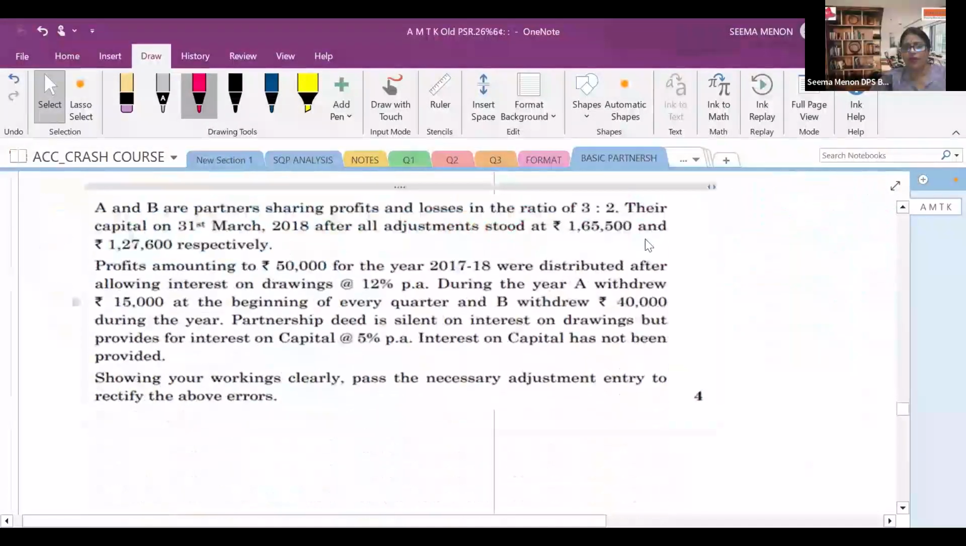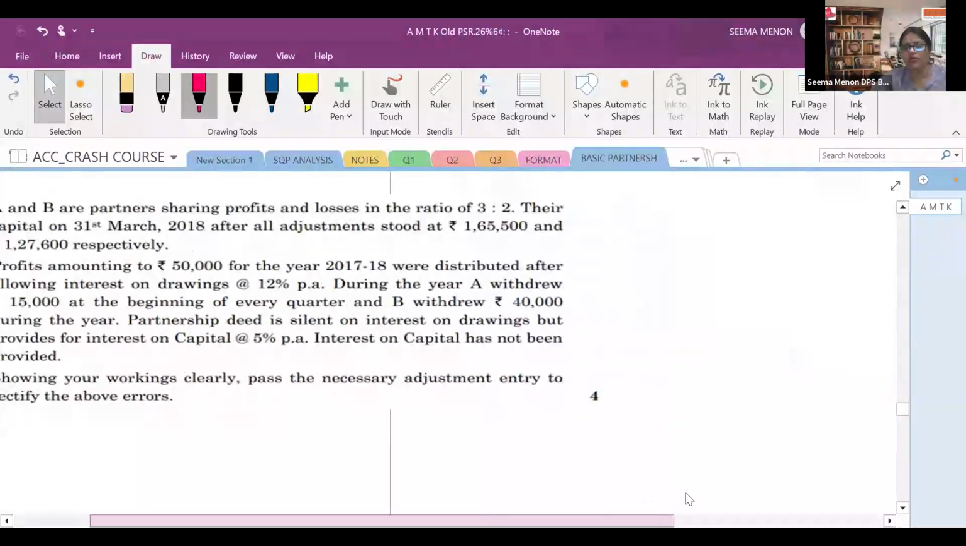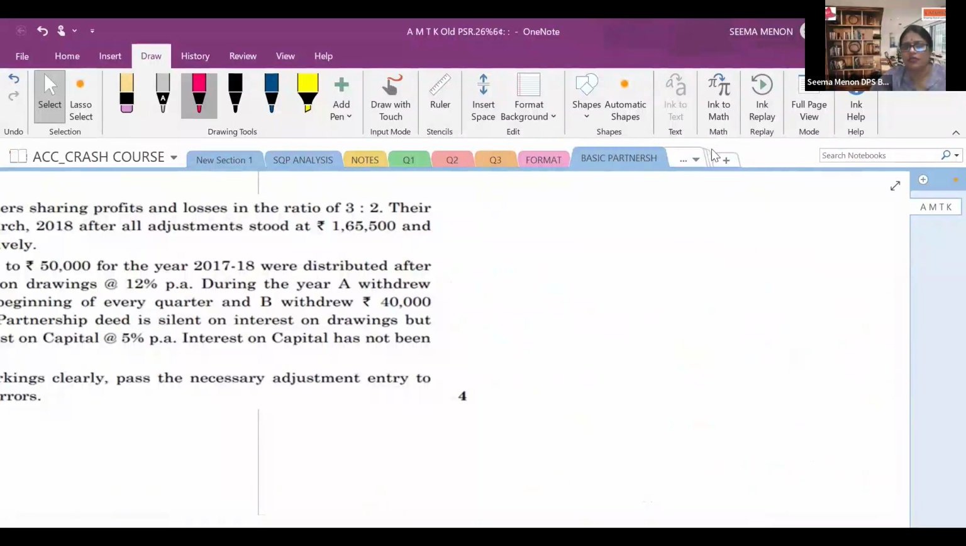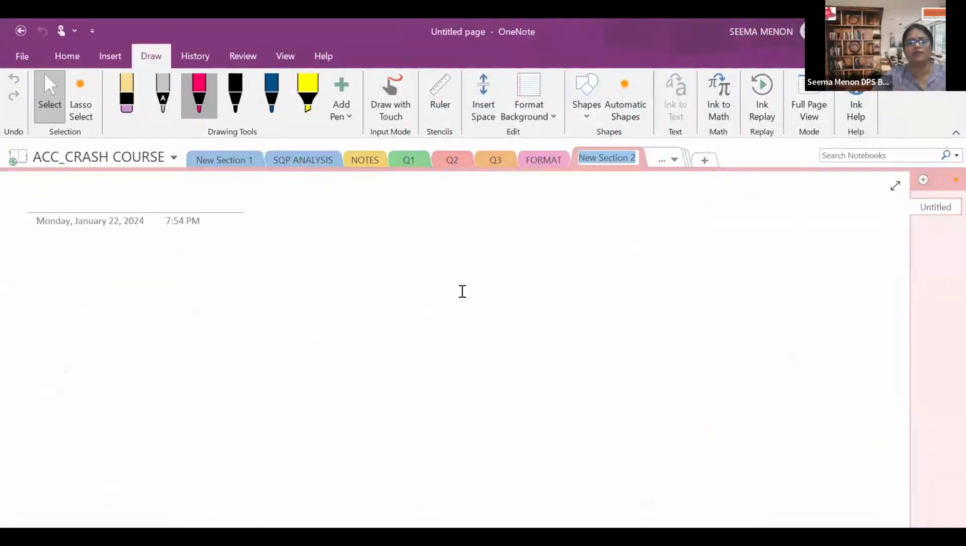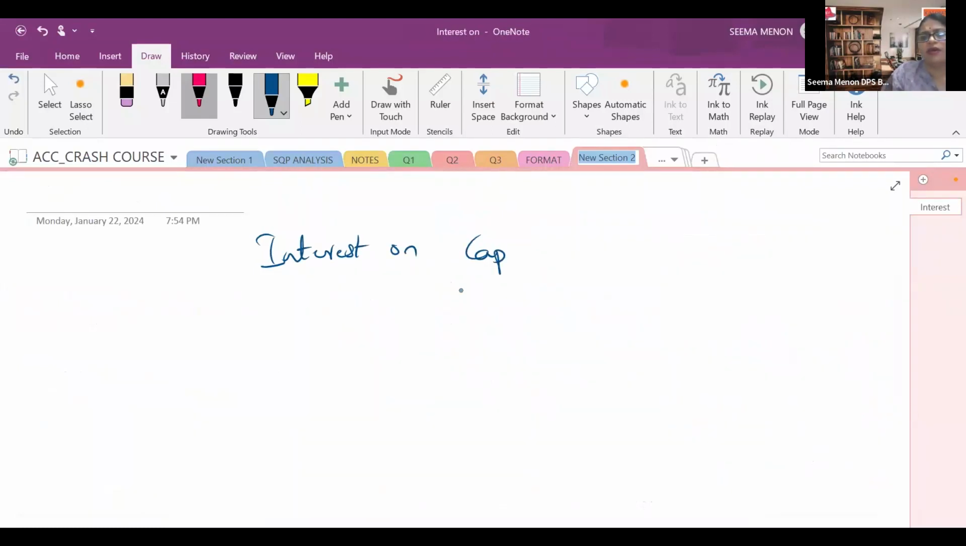Now, before going into that, I'm going to teach you one more concept. What is that concept? The concept is interest on capital, and the journal entry for interest on capital. Is interest on capital an expense or income to the firm? It is always an expense.